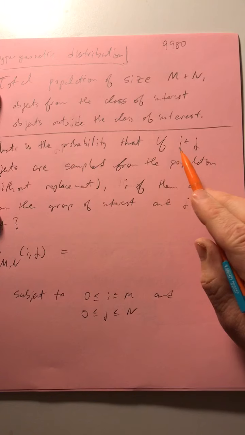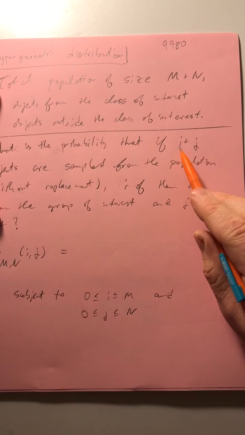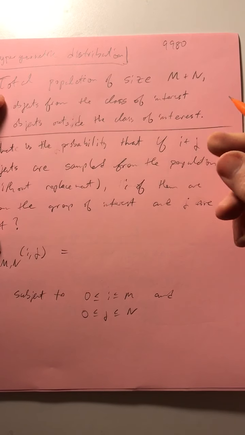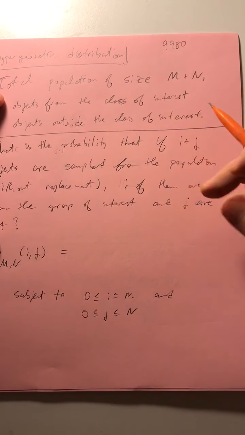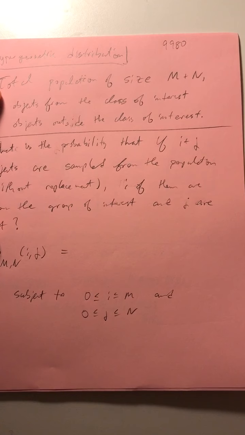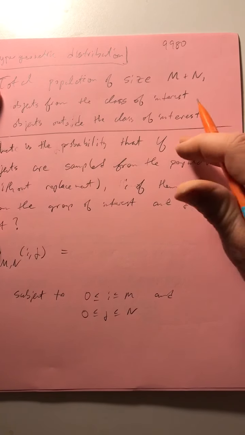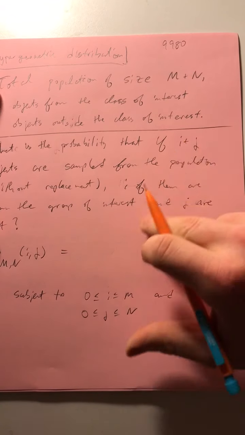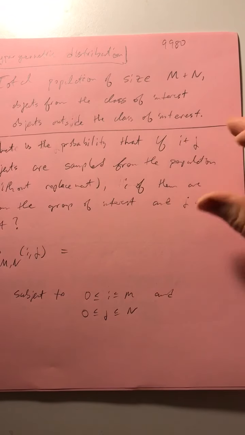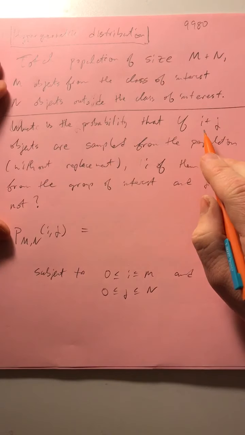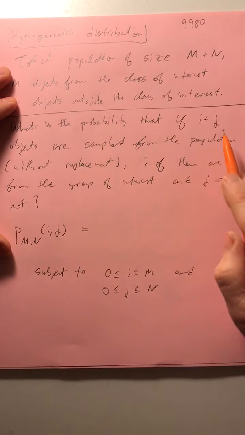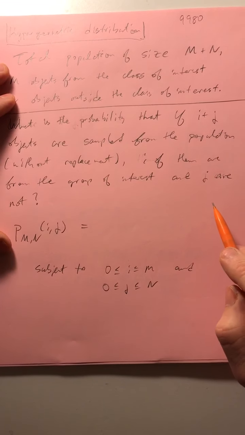So I'm going to pick 100 washing machines, right? So here, 100 is going to be i plus j. And I'm going to see, well, out of the 100 I picked, one of them was defective and 99 were not. So here i would be 1 and j would be the other 99. Right? So I want to know what's the probability that if I pick i plus j objects, i of them fall into this class of interest and j fall outside of the class of interest.